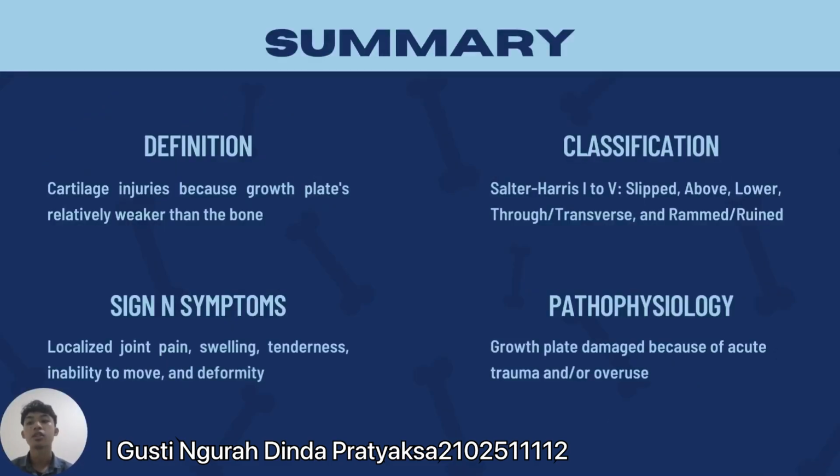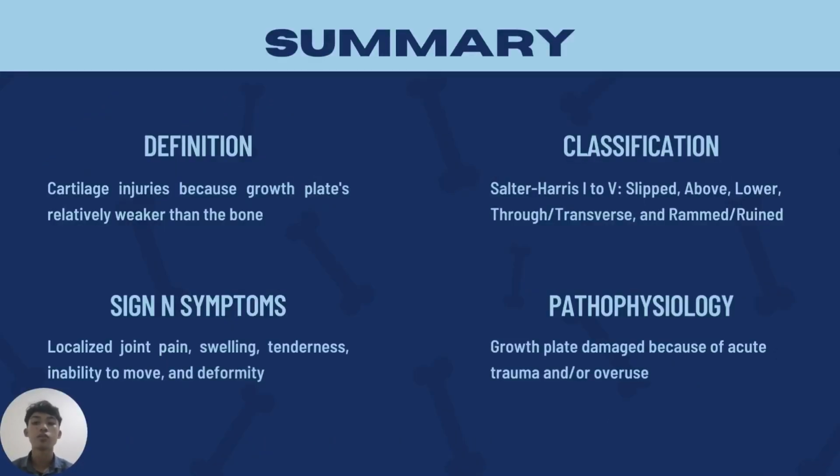Growth plate fractures are cartilage injuries because of the growth plate's relative weakness compared to the surrounding bones, and they are classified by Salter-Harris types 1 to 5. There are also signs and symptoms which generally occur: localized joint pain, swelling, tenderness, inability to move, and deformity.